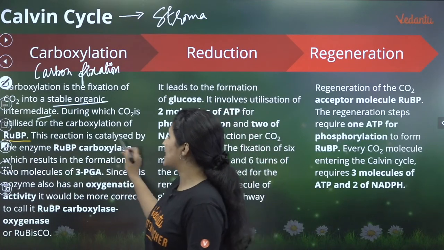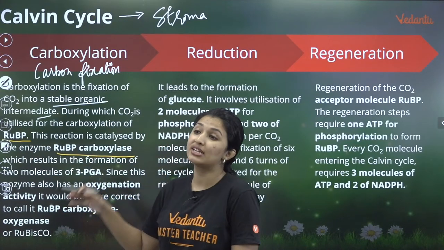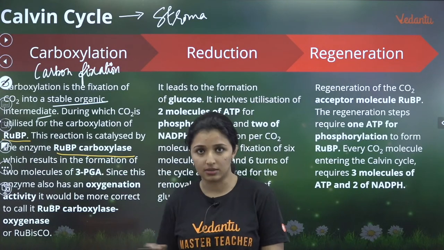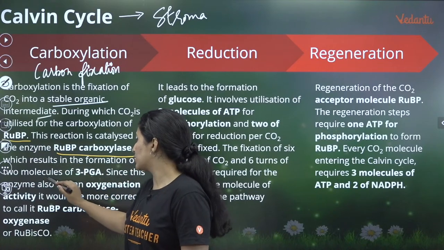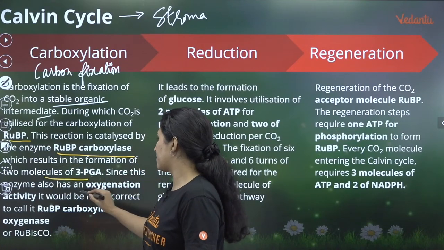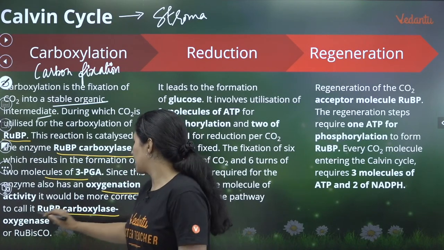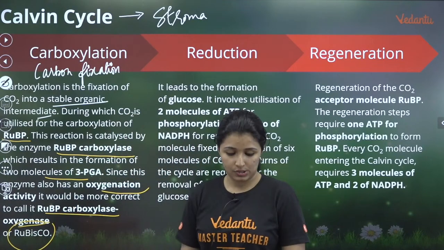The reaction is catalyzed by the enzyme RuBP carboxylase oxygenase, also called Rubisco, which is the most abundant enzyme on the earth, which results in the formation of two molecules of 3-PGA. Since the enzyme also has oxygenation activity, it's called RuBP carboxylase oxygenase or Rubisco.